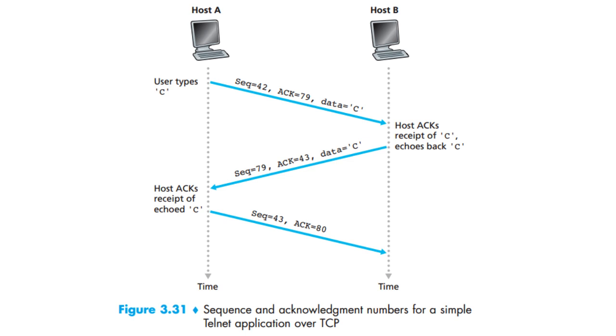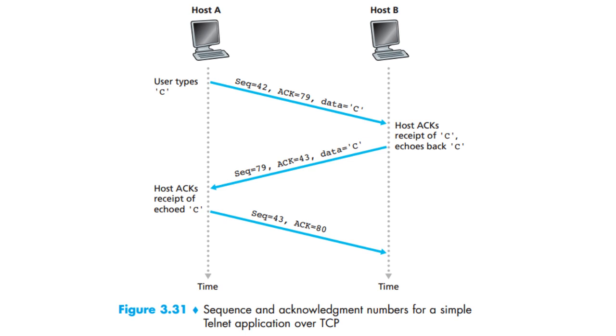Thus, the second segment has the ASCII representation of C in its data field. This second segment has the sequence number 79, the initial sequence number of the server to client data flow of this TCP connection, as this is the very first byte of data that the server is sending. Note that acknowledgement for client to server data is carried in a segment carrying server to client data. This acknowledgement is said to be piggybacked on the server to client data segment.